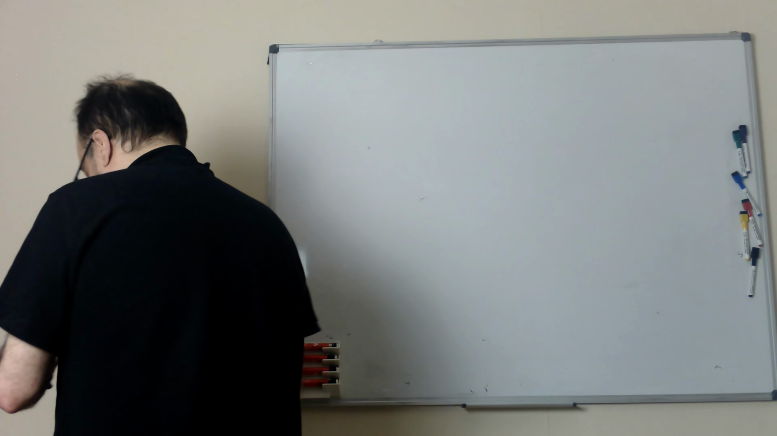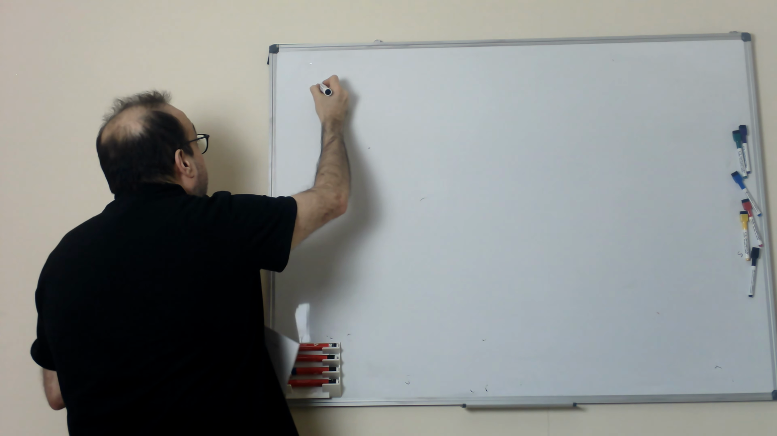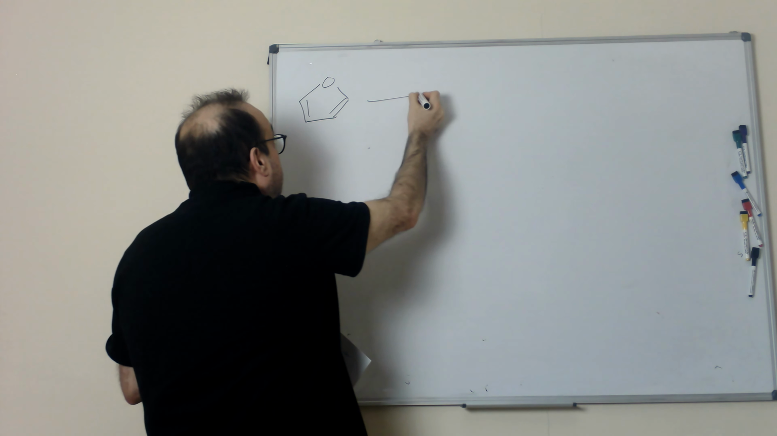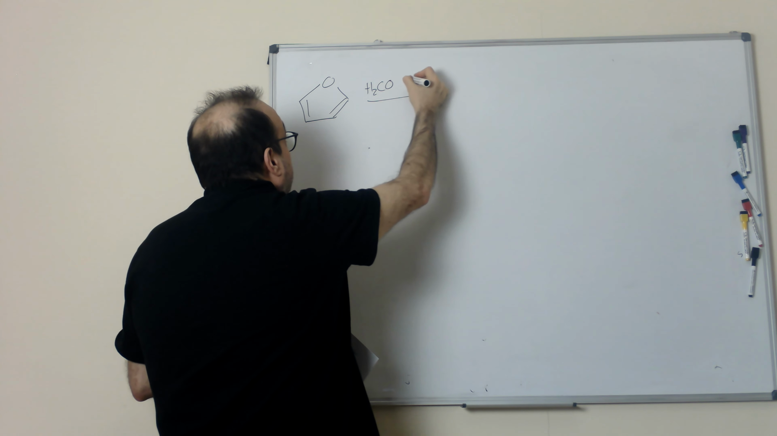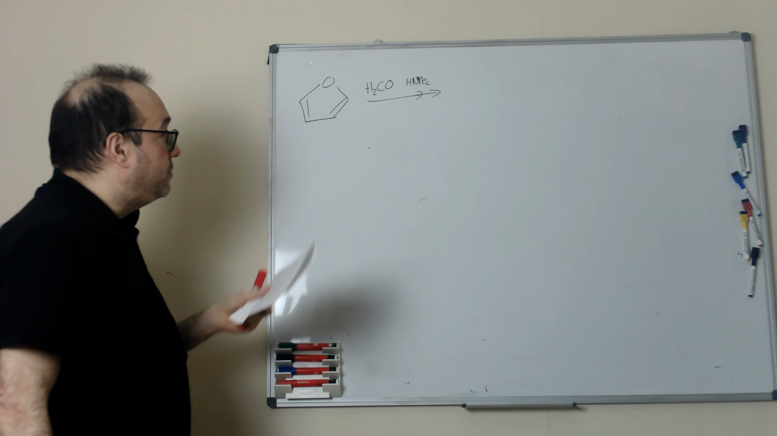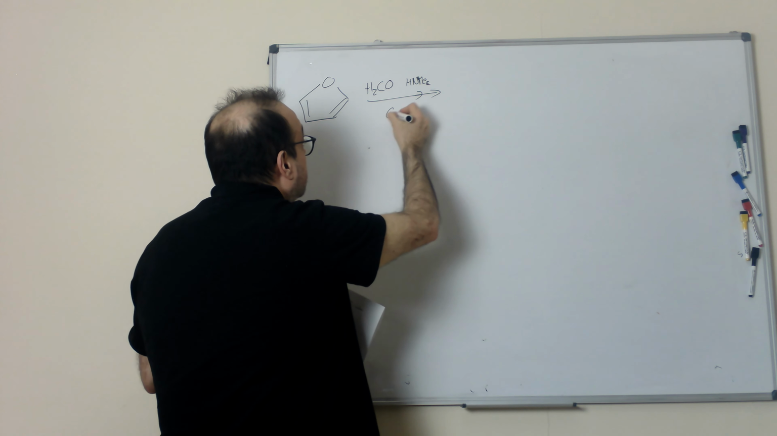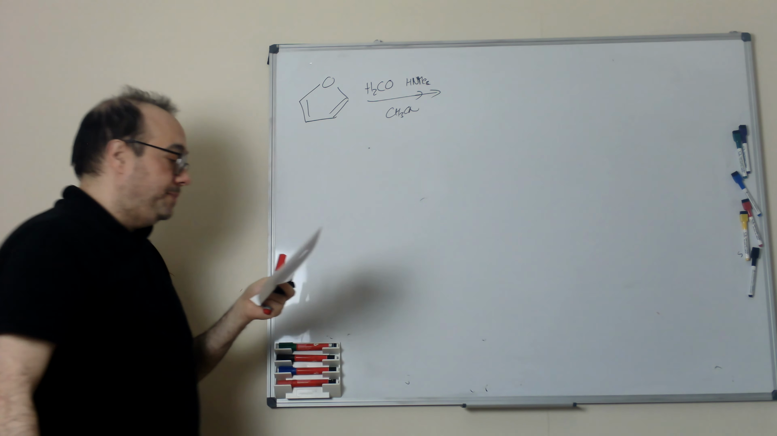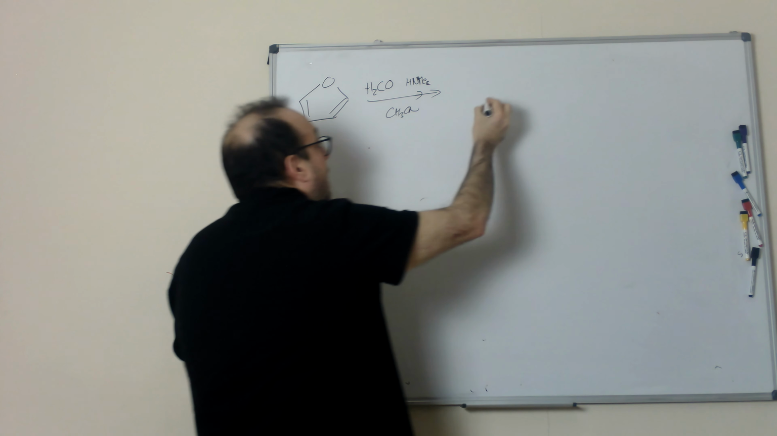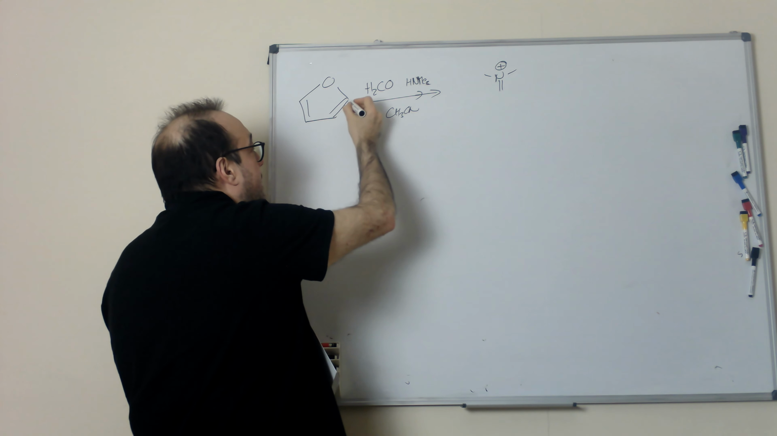Next one, here, a furan, and we treat it with formaldehyde and dimethylamine. These are the typical conditions for a Mannich reaction. That means that first we will have the condensation between the formaldehyde and the secondary amine. We will get this intermediate.